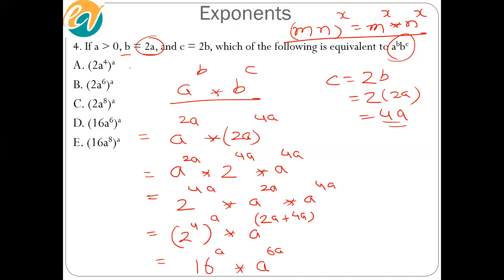Obviously, all through this, you need to keep an eye on which of the five options it boils down to. So what do you think? The answer is staring at you. Absolutely. Notice this is nothing but 16A raised to the power of 6A.